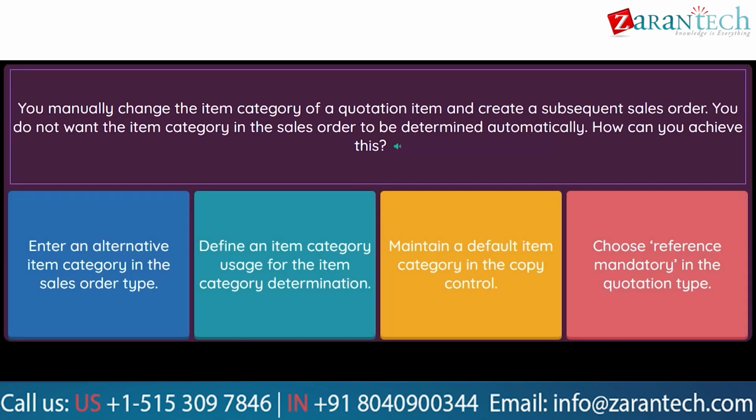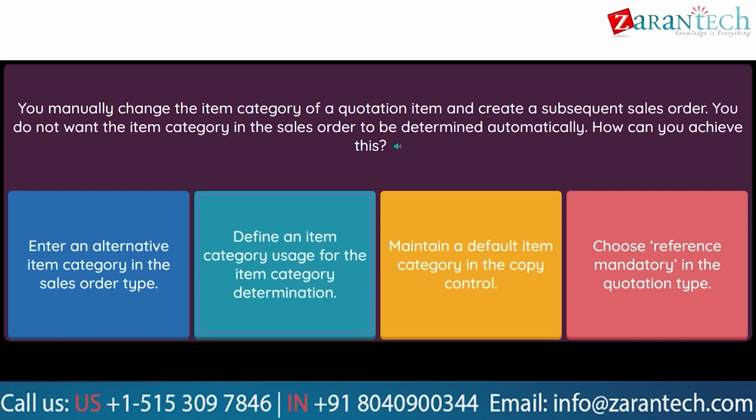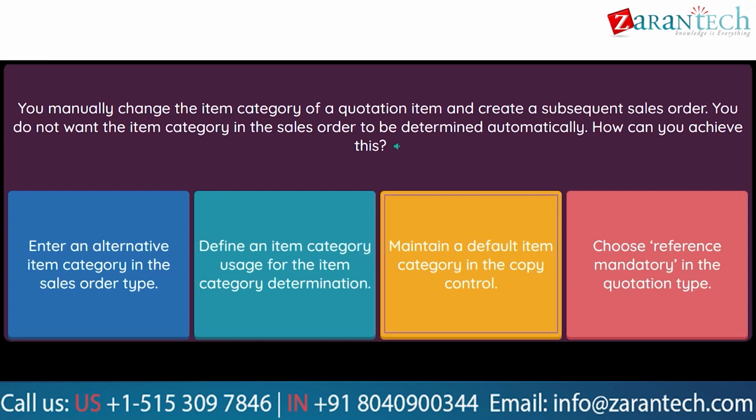Question: you manually change the item category of a quotation item and create a subsequent sales order. You do not want the item category in the sales order to be determined automatically. How can you achieve this? Option 1 enter an alternative item category in the sales order type. Option 2 define an item category usage for the item category determination. Option 3 maintain a default item category in the copy control. Option 4 choose reference mandatory in the quotation type.